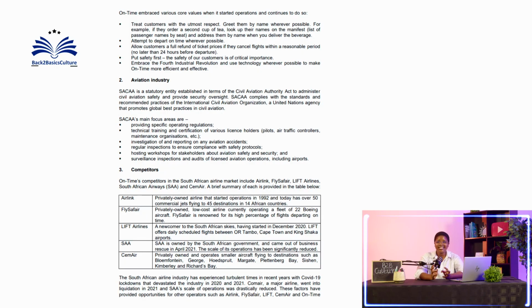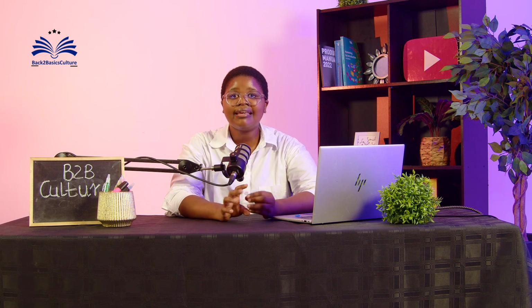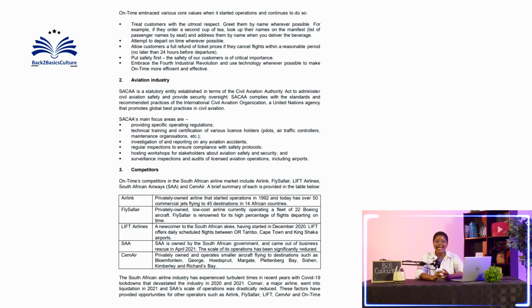What you need to do is read the information provided and ask yourself, what does it mean for operations? What does it mean for our compliance? And what does it mean for our objectives that we already mentioned earlier? Right, so they tell us SAICA's main focus areas are providing specific operating regulations. That's specific. So you want to ask yourself, what does this mean for our company? For example, if we don't comply with these regulations, what's going to happen? We're going to be non-compliant. What does it mean for us to be non-compliant? Are we still going to be able to use our license? And if we can't use it, what does it mean for the cost that we're trying to cut, as we mentioned earlier? Then second bullet point, they tell us that they also provide technical training and certification of various license holders, for example, pilots and air traffic controllers.